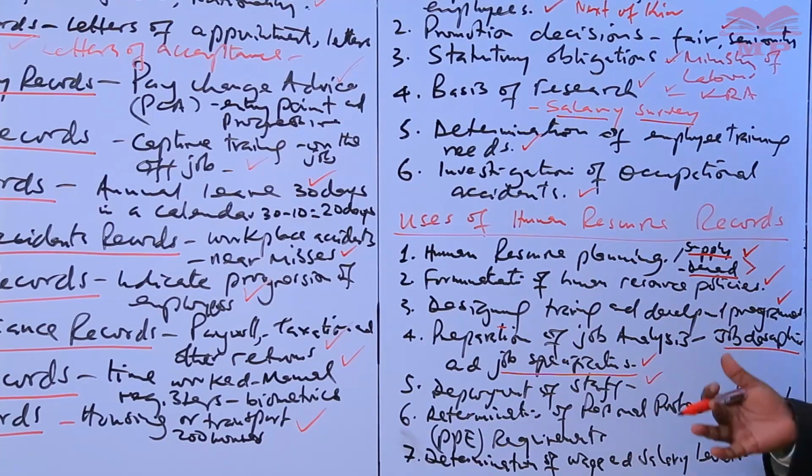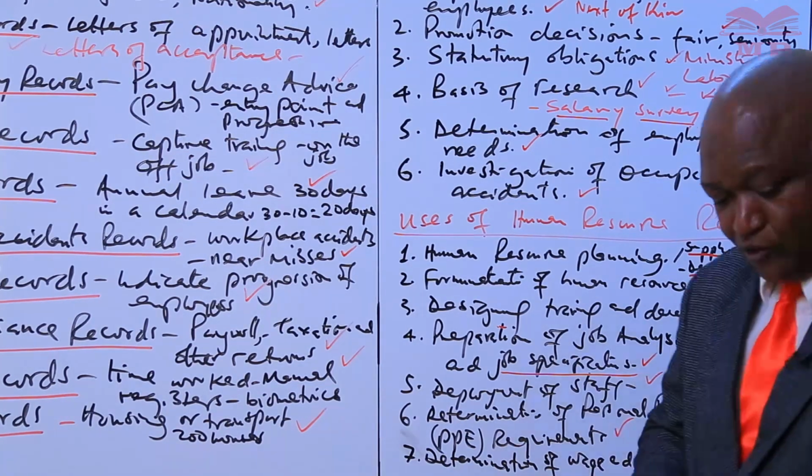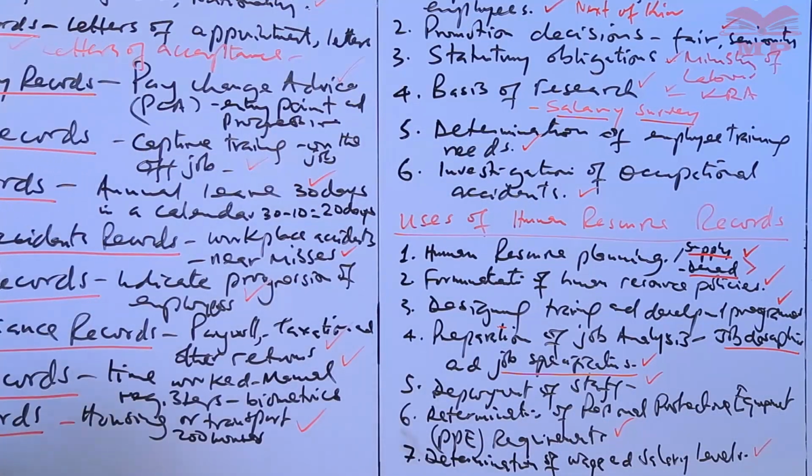You are able to know if in one area you have this number of staff, who can you deploy to be able to meet the staff needs. Number 6, determination of personal protective equipment requirements that may be needed. If you have 100 workers and you need gloves, for example, you may be able to calculate that if these are the number of workers and this is what they need in a given period of time, that can help you. And then also the determination of wage and salary levels. And even when it comes to discussion with, say, union officials or maybe unions, that can also be one area where human resource records can be utilized.